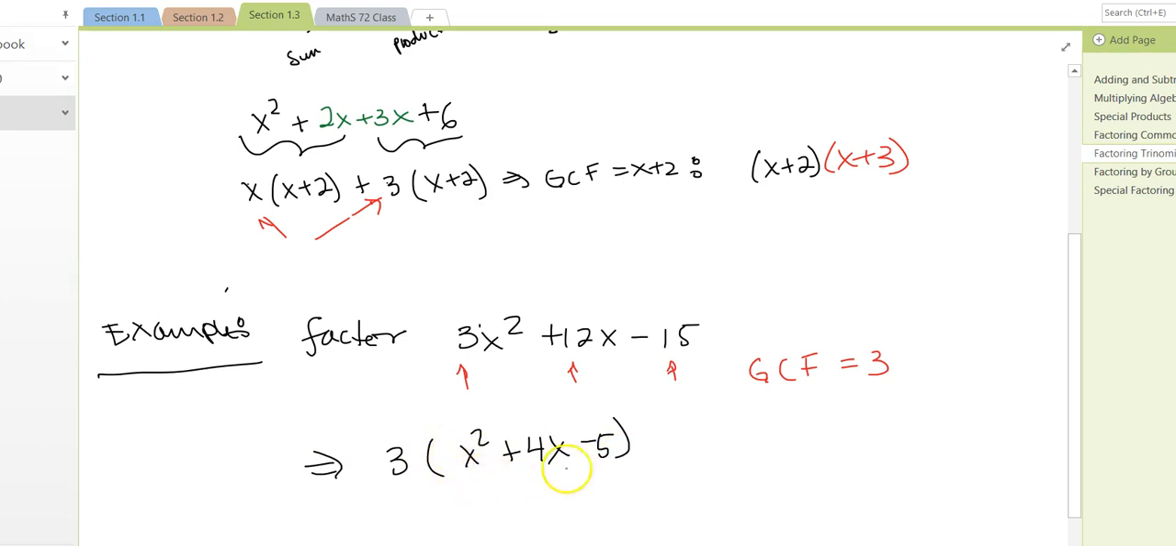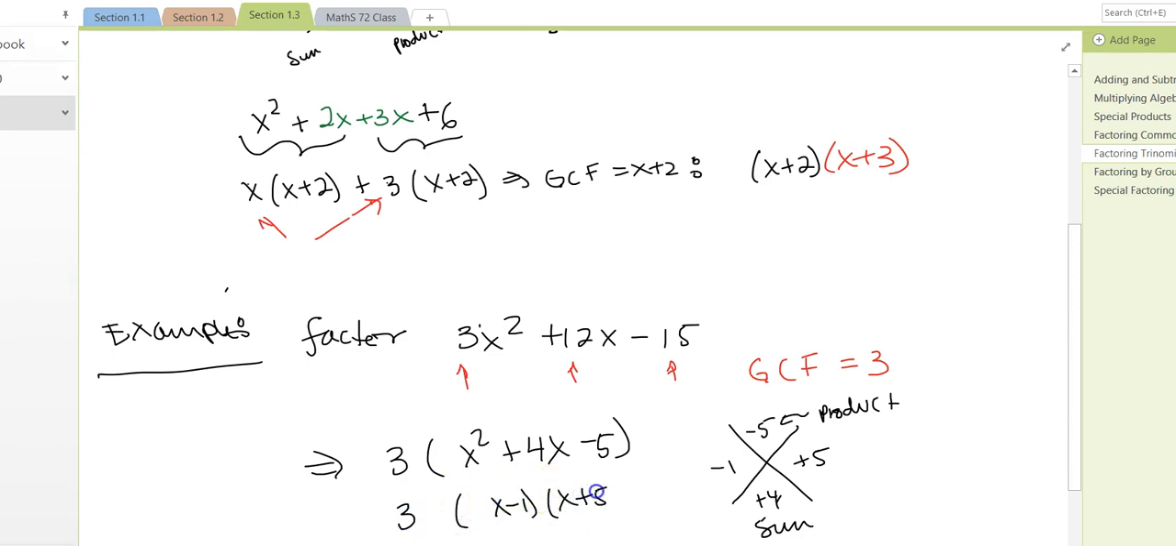And now this is a trinomial with the leading coefficient of 1 inside the parentheses. So we can do our little cross here. We're looking for two numbers whose product is negative 5 and whose sum is positive 4. So what numbers do that for us? And so those numbers are negative 1 and positive 5. So those work. So that means we can go 3 times x minus 1 and x plus 5.